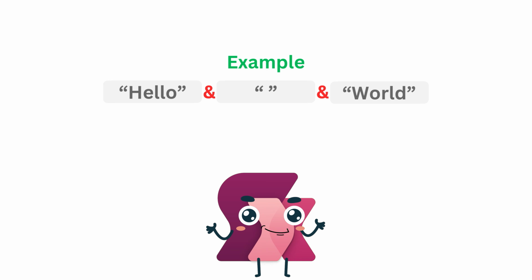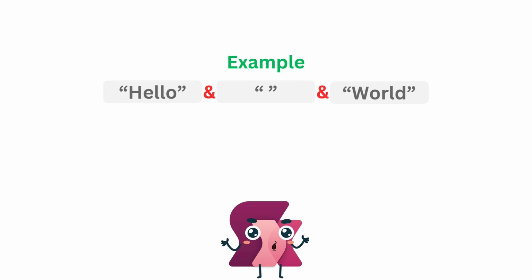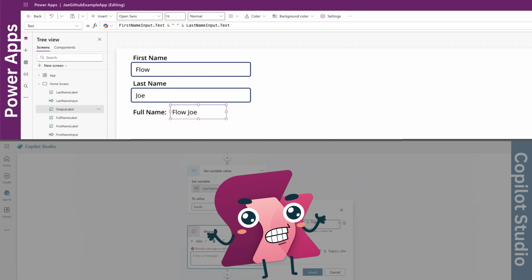Let's take a look. Imagine you have two strings, "Hello" and "World". Using the concatenation operator, you can combine them like this: "Hello" & " " & "World". This returns "Hello World". Simple, right? What's important to note is that you need to use quotation marks with a space to include a space when concatenating.